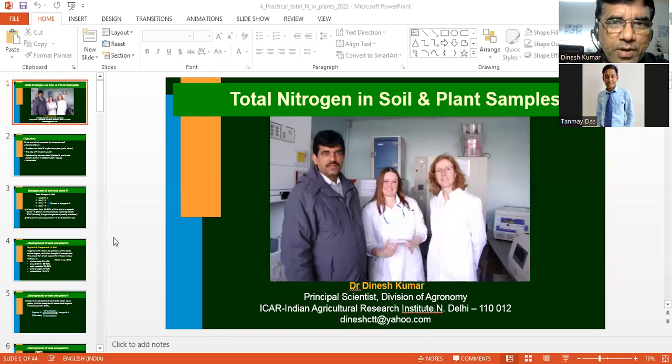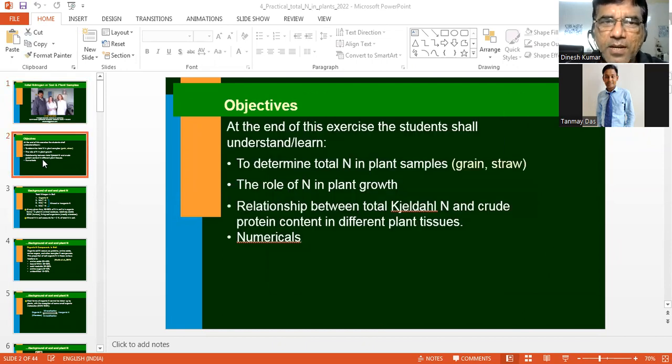And today we are going to have the practical on total nitrogen in soil and plant samples. So here, soil, you understand what is soil, and in plant we will estimate total nitrogen. Let us see how we can do it and what are the objectives of this practical: to determine total nitrogen in plant and soil samples, the role of nitrogen in plant growth, the relationship between total Kjeldahl nitrogen and crude protein content in different plant tissues, and certain numericals.